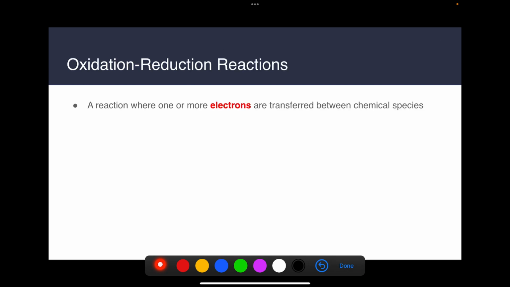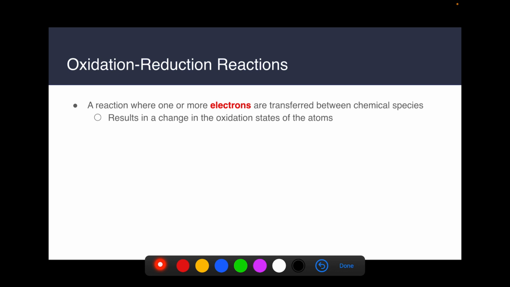Finally, oxidation-reduction reactions. An oxidation-reduction reaction is a reaction where one or more electrons is transferred between chemical species. So juxtapose that to acid-base reactions where a proton is transferred. Here an electron is transferred. This will result in a change in the oxidation state of the atoms.